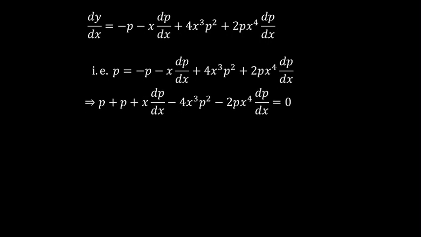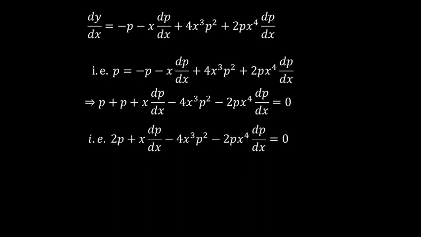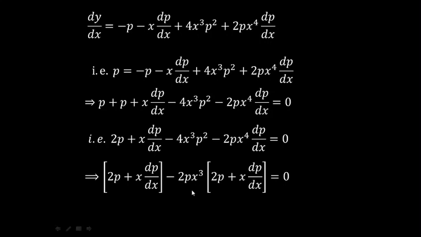There will not be any cancellation, so we will shift all the terms to the left hand side. So we find we have an expression of this form: 2p plus x dp by dx minus 4x cube p square minus 2p x to the power 4 into dp by dx. Now after this, we will take one common from the first two terms, whereas from the last two terms we will take minus 2p x cube, so as to have the further factors. So now we are getting 2p plus x dp by dx.